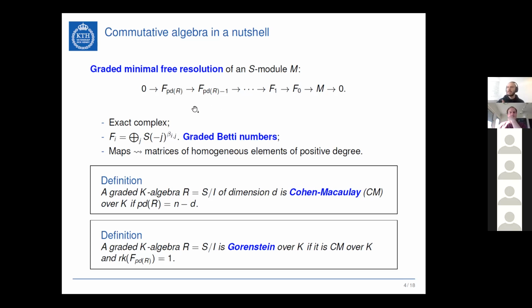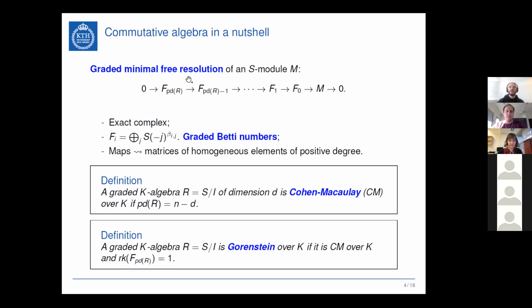So again, it defines something. And what it defines are these numbers here, the numbers beta ij, and those are called the graded Betti numbers. So beta ij is the number of summands of the S(-j) shifted copy in Fi.